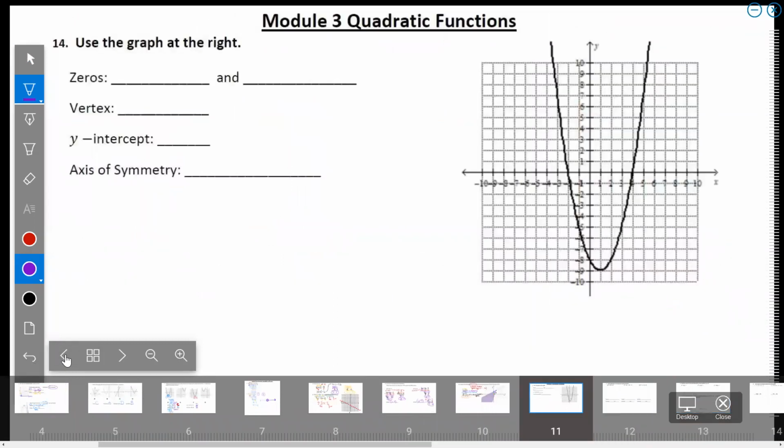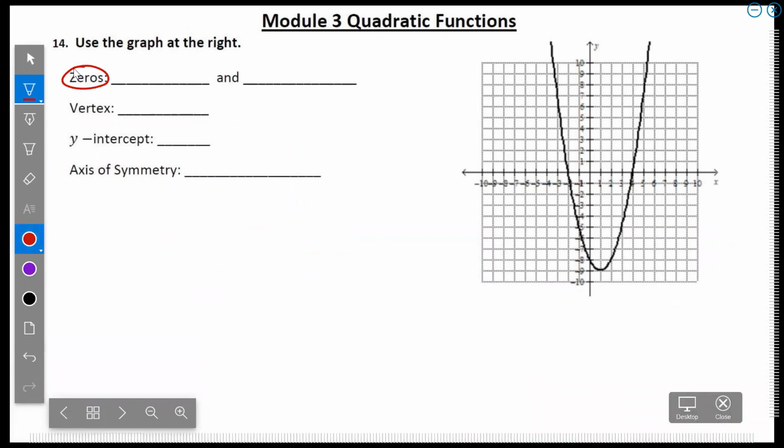All right. Give me synonyms for zeros. I want all 4 synonyms. So there's zeros, there are solutions, roots, one more. Zeros, solutions, roots. What's the 4th one? X-intercepts. So when they tell me to look for the zeros on the graph, I'm going to look for my x-intercepts right here and right here. So (-2, 0) and (4, 0).